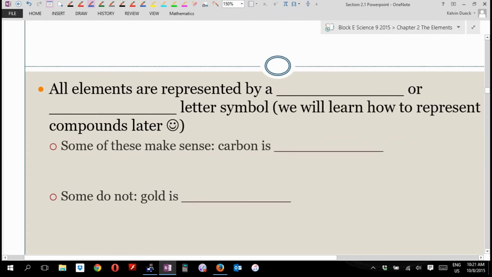All elements are represented by a 1 or 2 letter symbol. Wait a minute, Mr. Dueck, on my periodic table, when I'm looking at 114, 115, 116, some of those have 3 letters. Those are placeholders. Right now, there is a process in place to give those official names, and once they've done that, then they will also have a symbol.